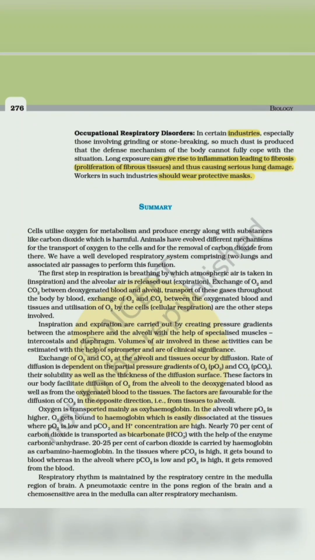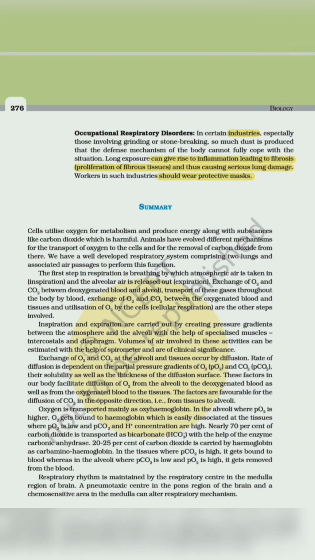Exchange of O2 and CO2 between deoxygenated blood and alveoli, transport of these gases throughout the body by blood, exchange of O2 and CO2 between the oxygenated blood and tissues, and utilization of O2 by cells are the other steps involved. Inspiration and expiration are carried out by creating pressure gradients between the atmosphere and alveoli with the help of specialized muscles, intercostals and diaphragm.